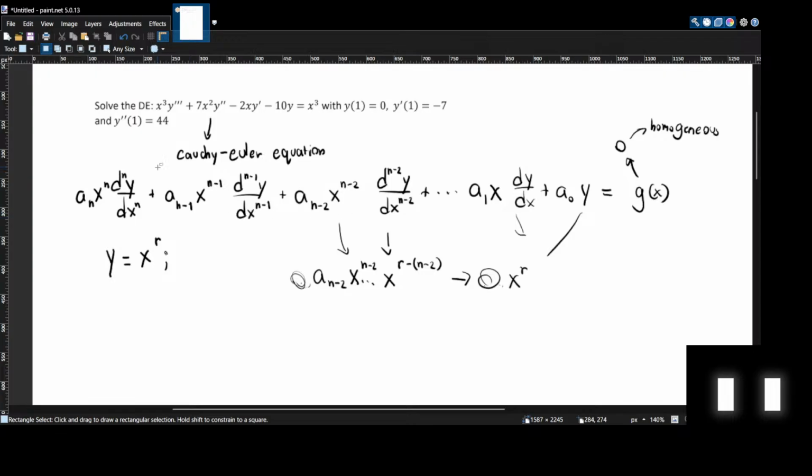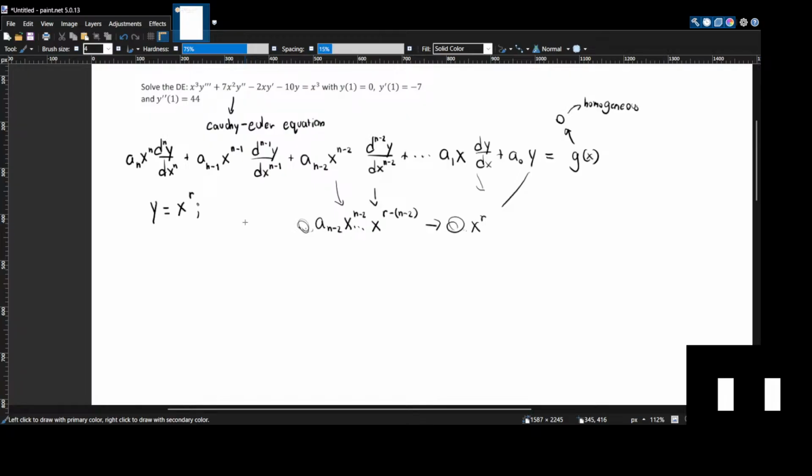So simply, if we look back at our equation here, we just assume y equals x to the power of r, and let's see what we can do. X to the power of 3.